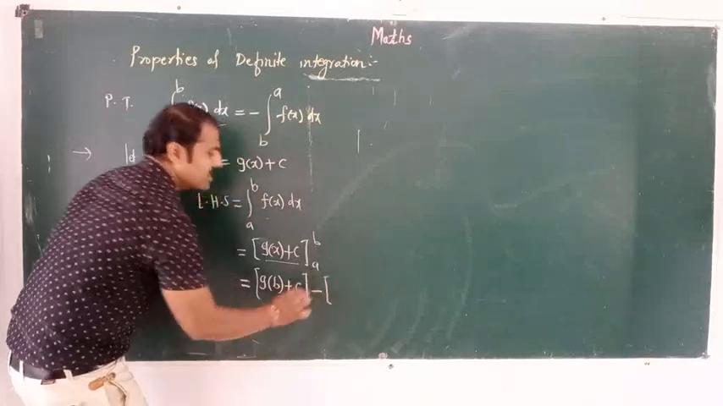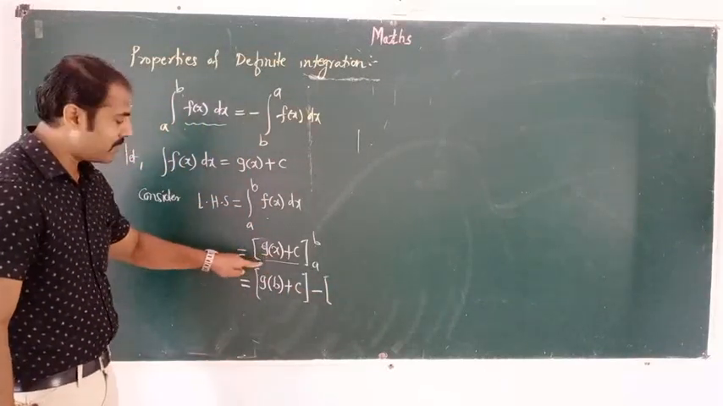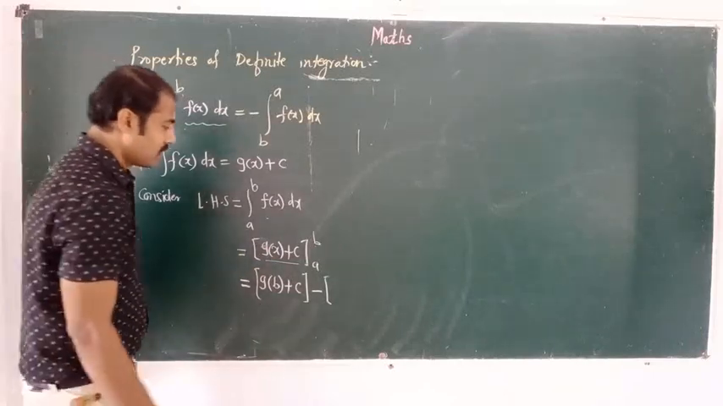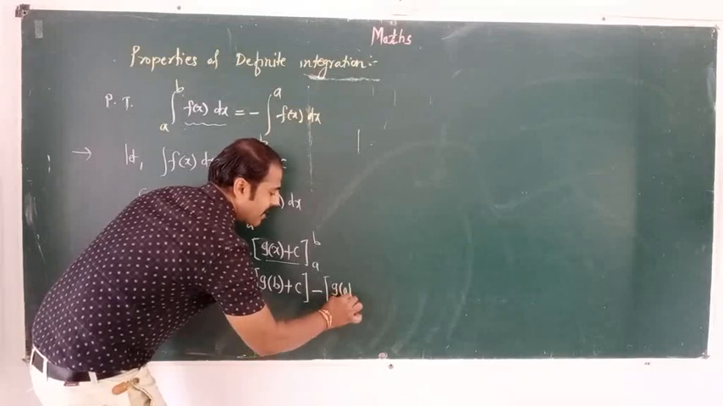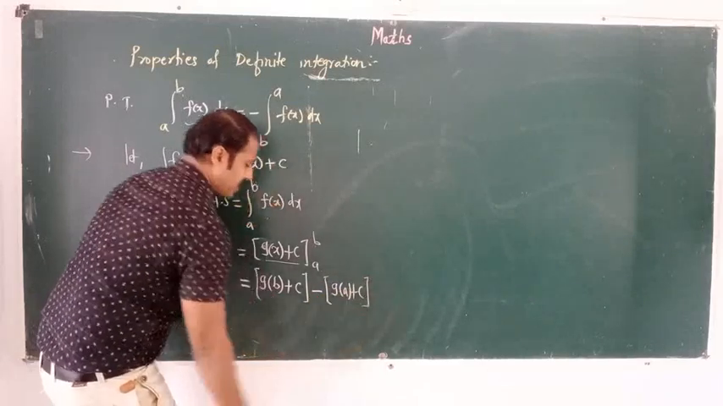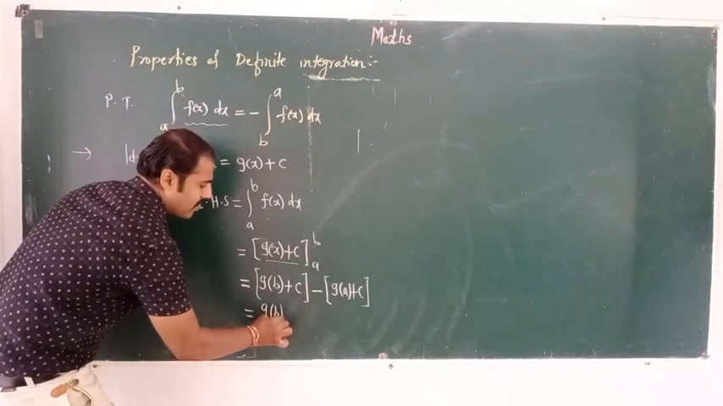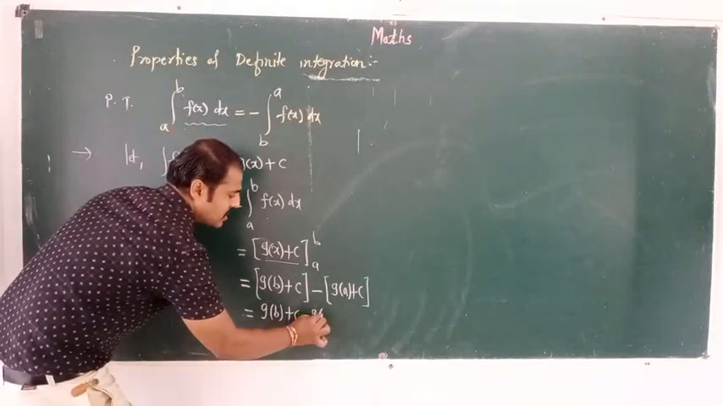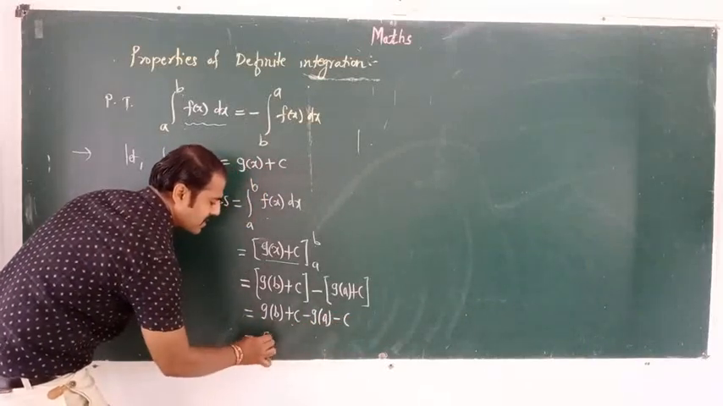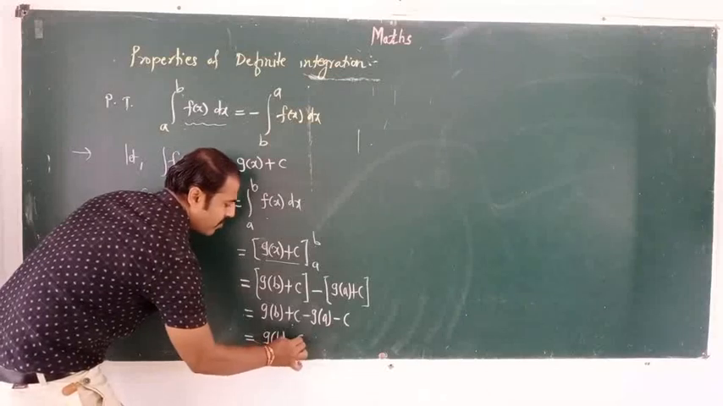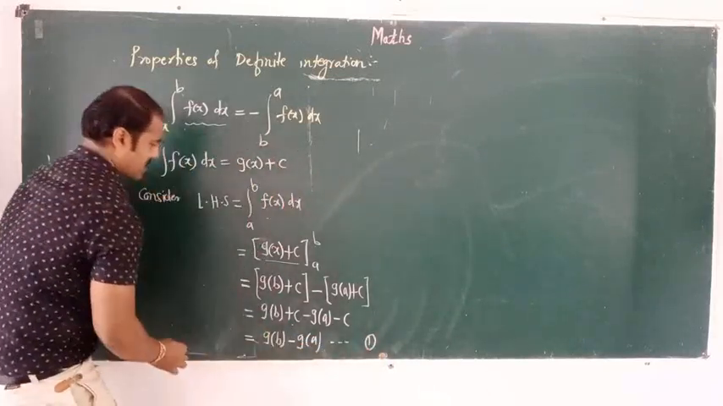Here the lower limit is a. Put x is equal to a in the primitive. Primitive means what? g of x plus c. Put x is equal to a. It becomes g of a plus c, which is equal to g of b plus c minus g of a minus c. Plus c minus c get cancelled. It's g of b minus g of a. It's our equation number first.